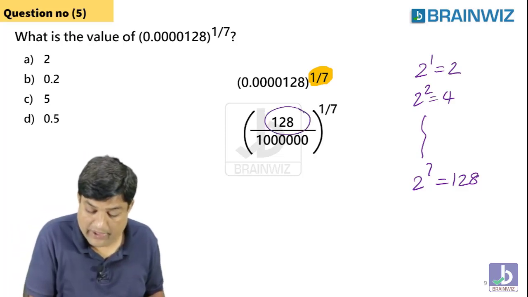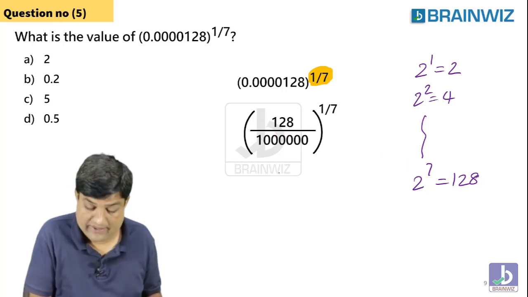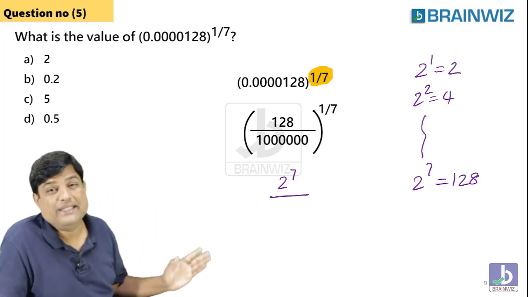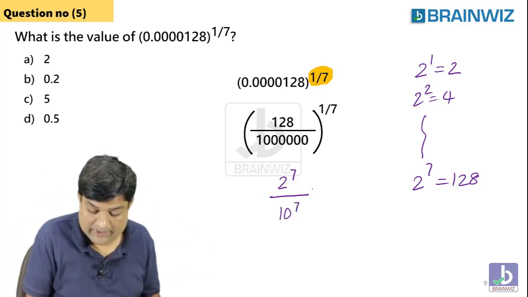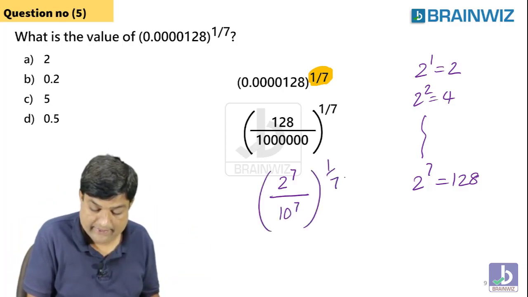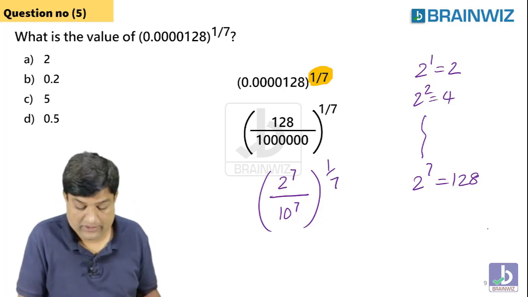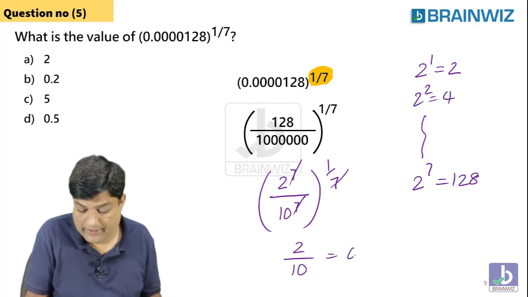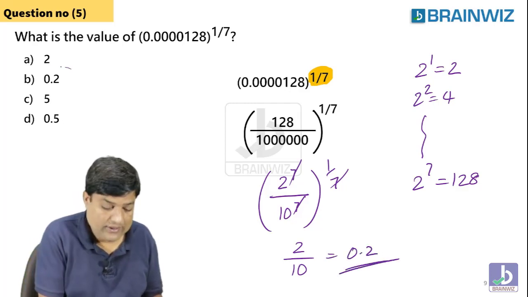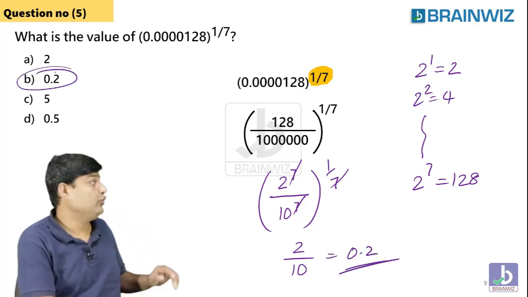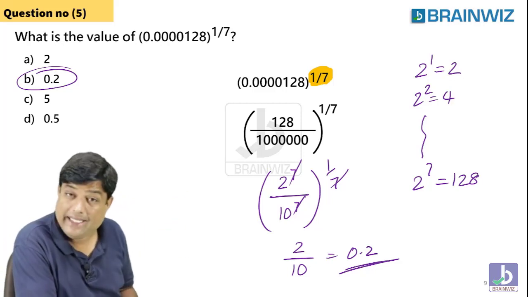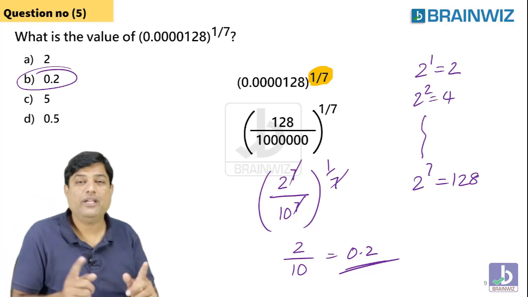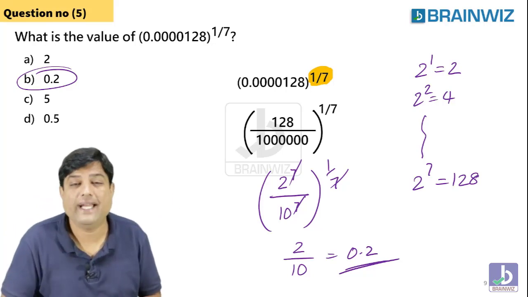Now, this 128 I am writing in this format: 2 power 7 divided by 10 power 7, all to the power 1 by 7. This 7 will get cancelled with all. So the answer is 2 by 10, which is 0.2. This is not that difficult, guys. The only thing you should remember is what 128 is. In case they give you 256, you should say 2 power 8. I believe you have understood this question. Let's go for the next one.